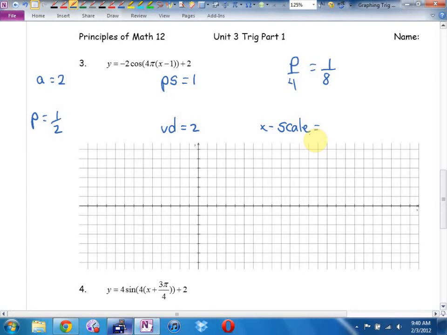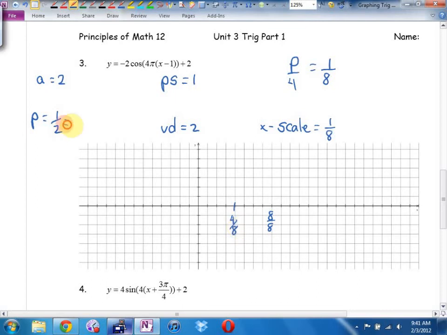In fact, if I go 1, 2, 3, 4, 5, 6, 7, 8 squares, 4 squares, oh, let's put everything into a common denominator. So this is going to be 4 over 8. This is going to be 8 over 8. One, two, three, four, negative 4 over 8. By the way, what's my phase shift, Brett?